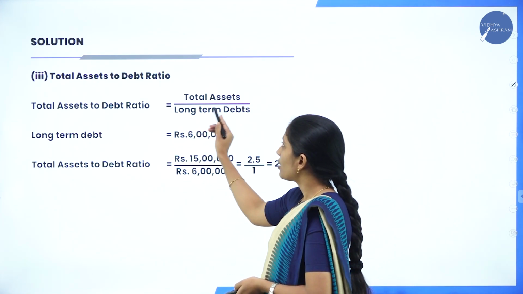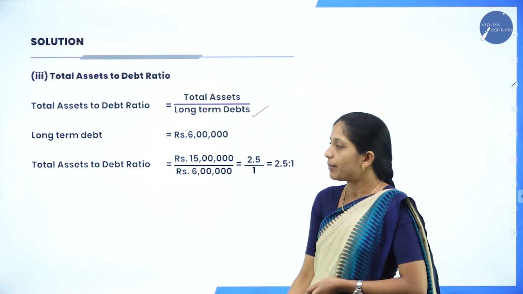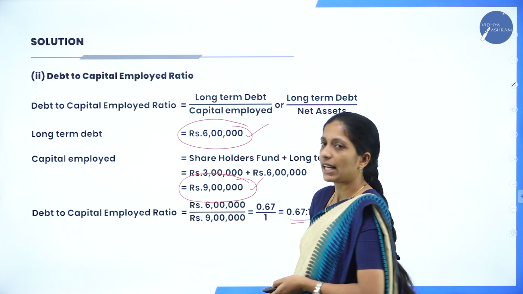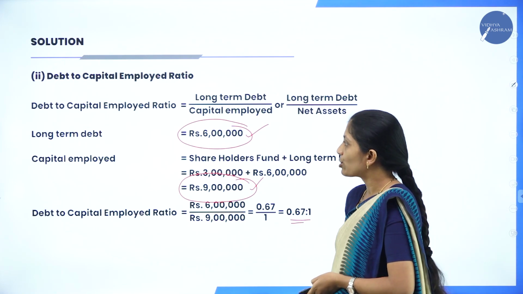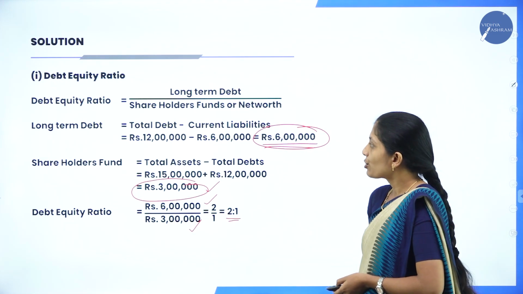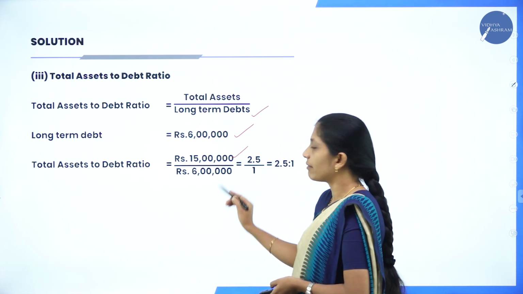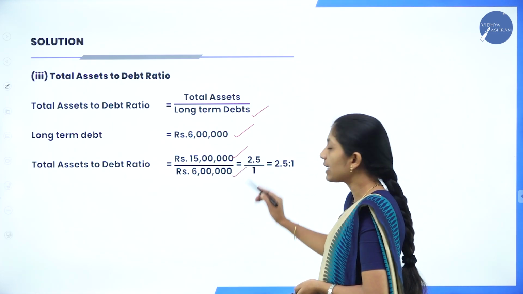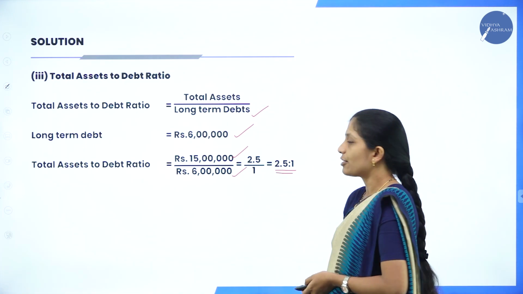Now coming to the next ratio, total assets to debt ratio. The formula is total assets divided by long-term debt. Already we know long-term debt because we have already calculated 6 lakh, and total assets they have given in the problem. Total assets is 15 lakh. So you can apply the formula directly. Total assets 15 lakh divided by long-term debt 6 lakh. It will be 2.5 divided by 1, that is 2.5:1.